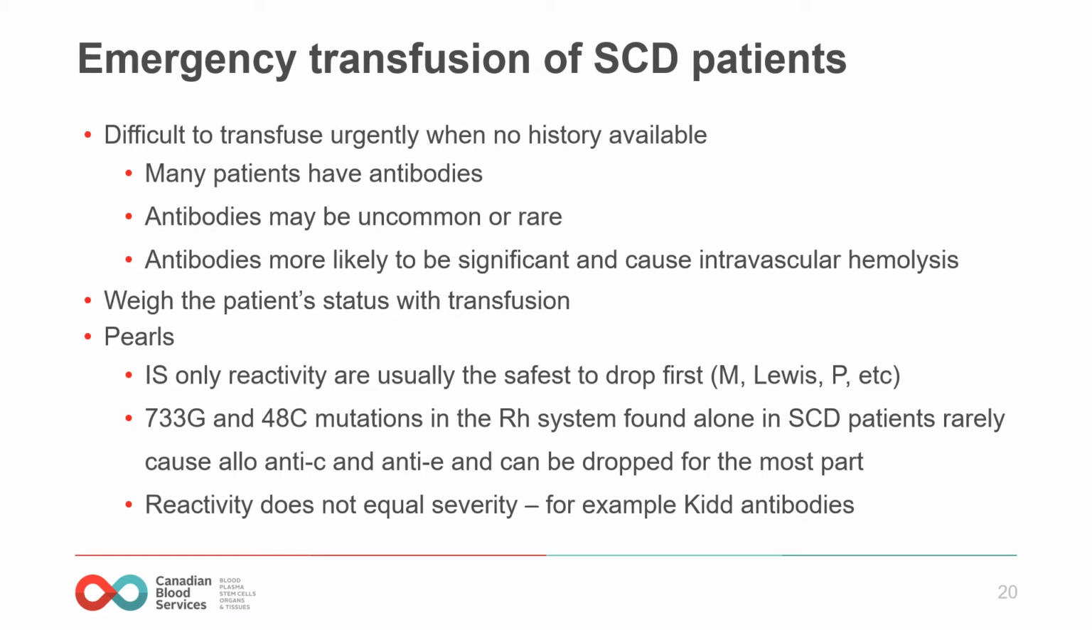733G and 48C mutations are found in the Rh system, and they usually code for partial little c and partial little e. They are usually found in sickle cell disease patients, and they usually don't produce allo anti-little c and anti-little e when we transfuse against them. Then, the reactivity that we see does not equal severity, for example, the KIDD antibodies.